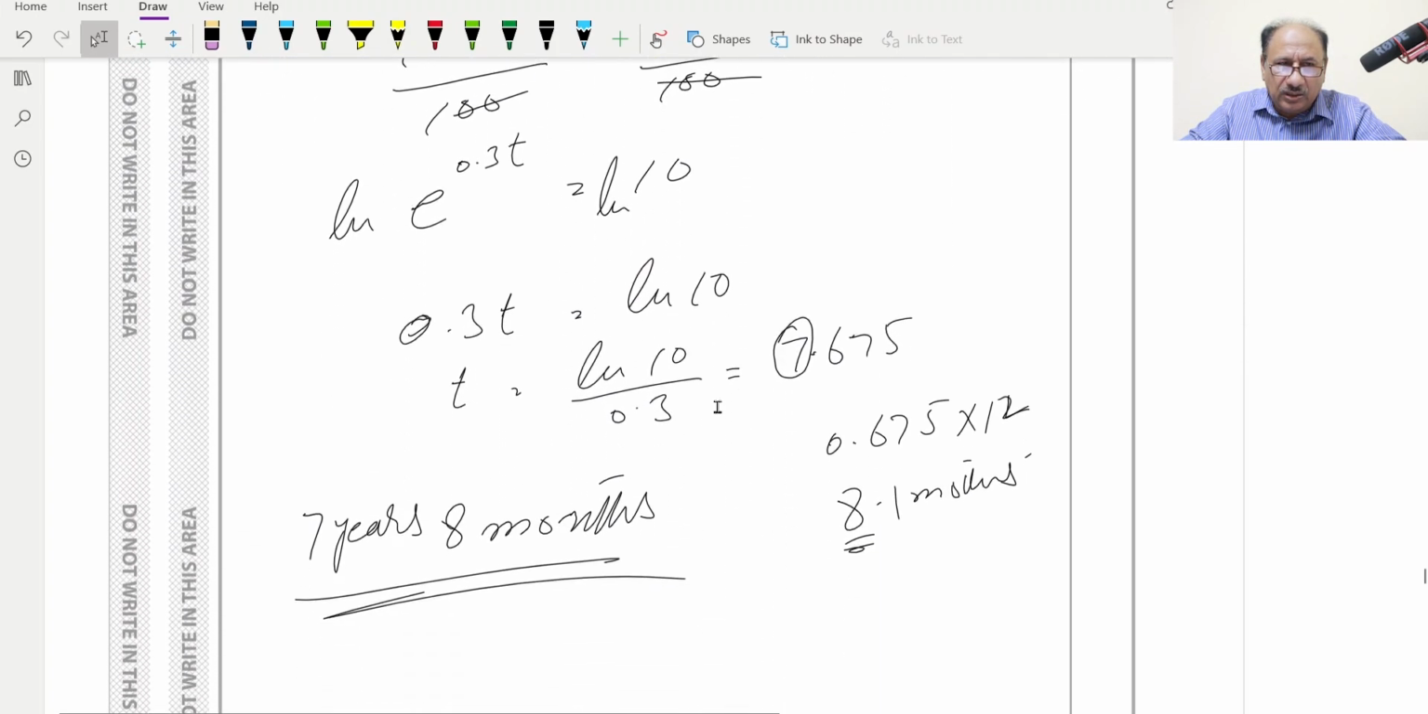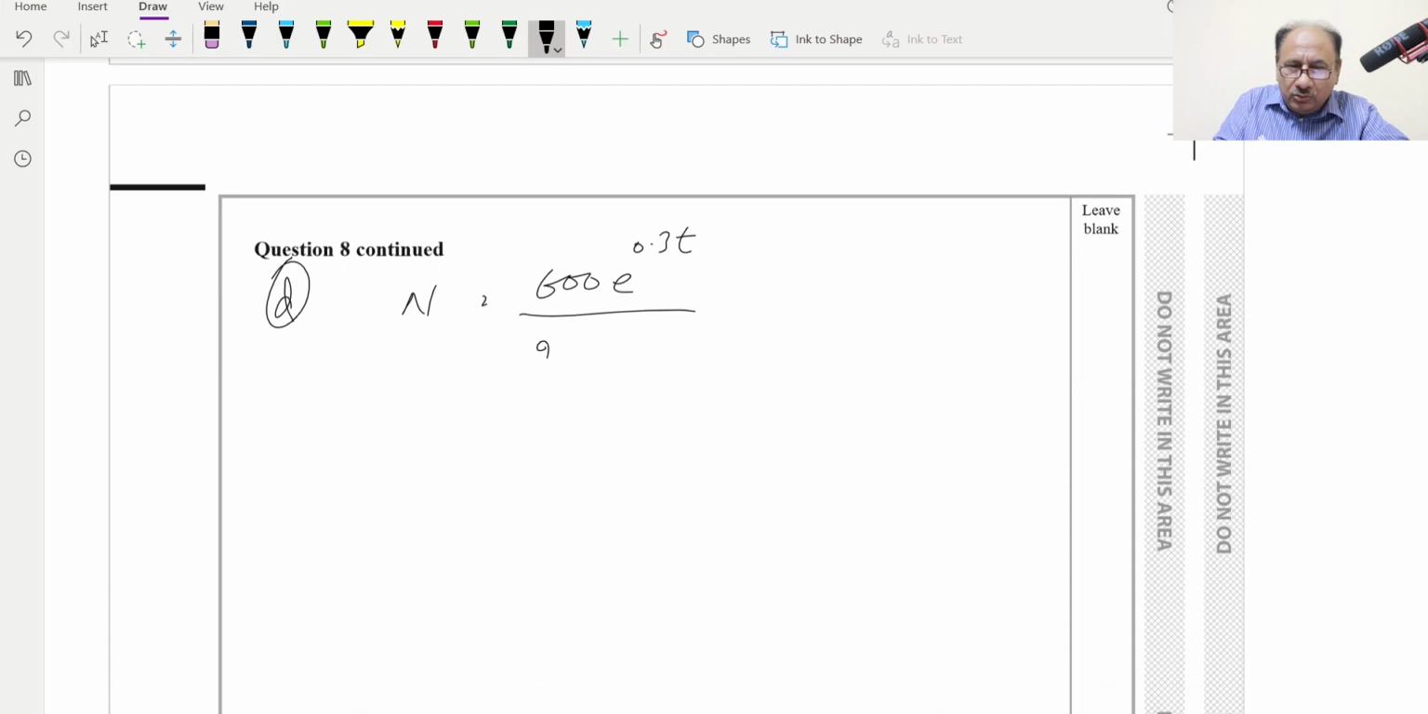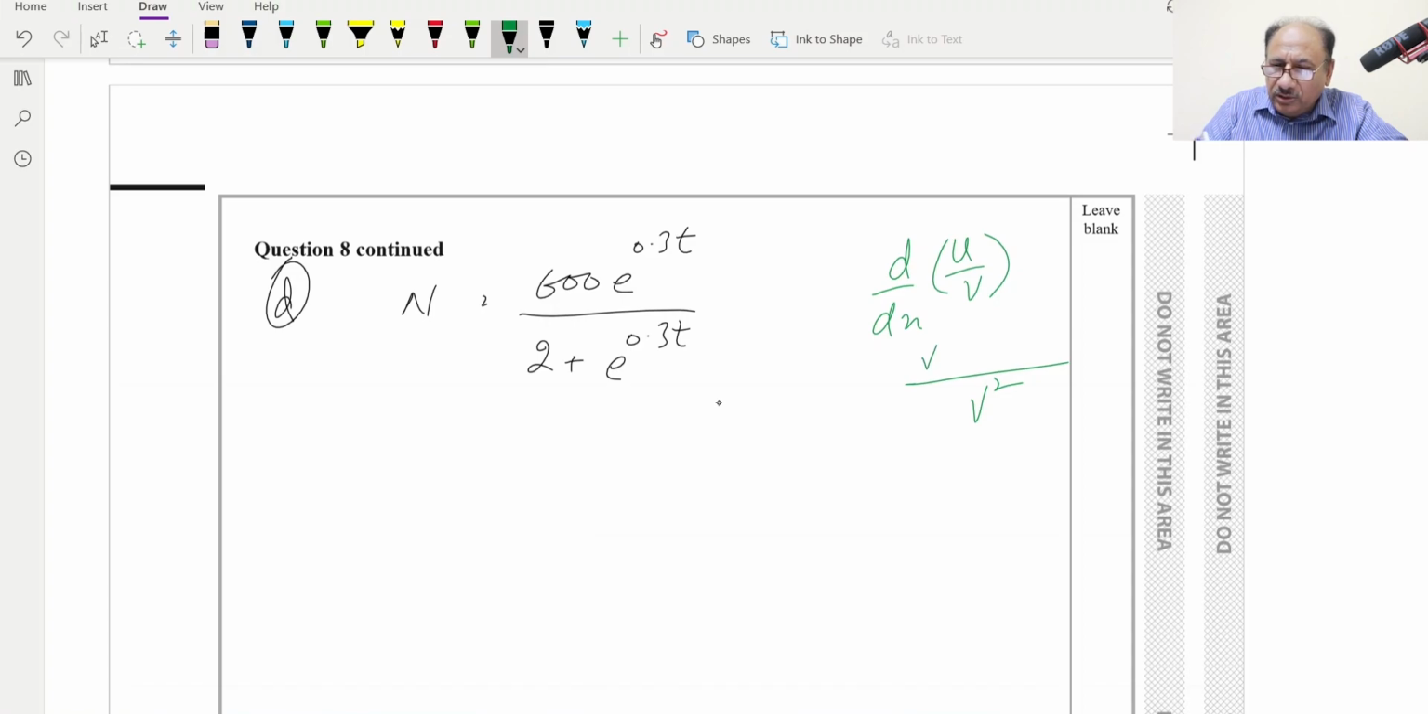So for the derivative, we start with N, which is provided. N is equal to 600 e raised to the power 0.3t over 2 plus e raised to the power 0.3t, and we can apply the derivative of u over v format. We know this is: denominator squared, numerator as it is, derivative of u, minus derivative of v and u as it is. This is the technique we will be using for this derivative.